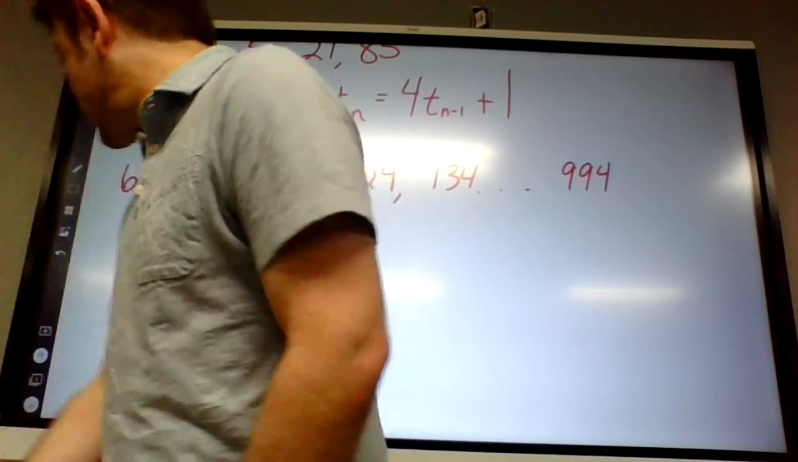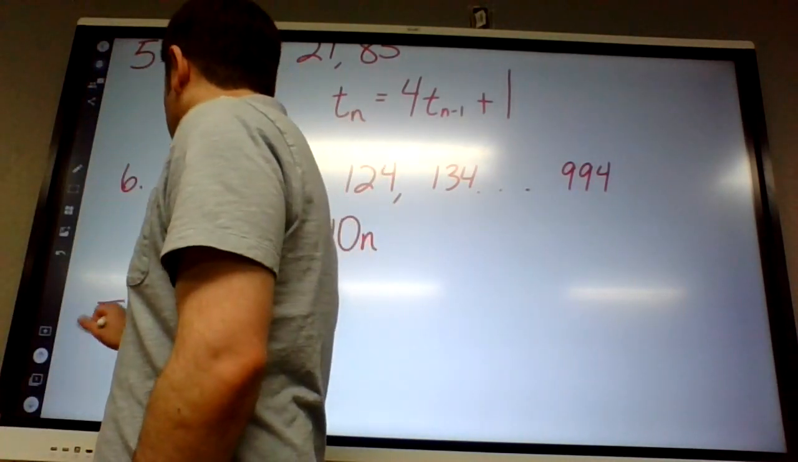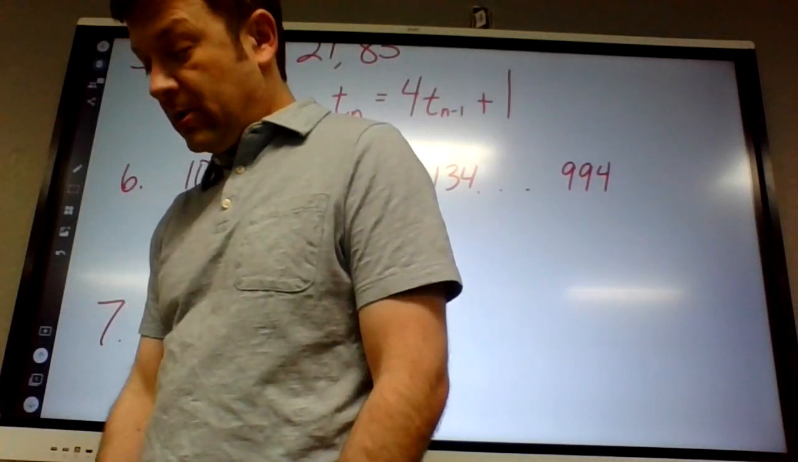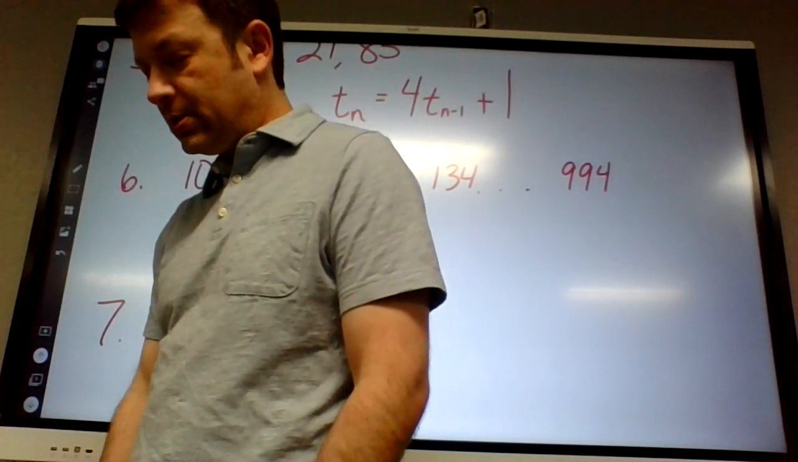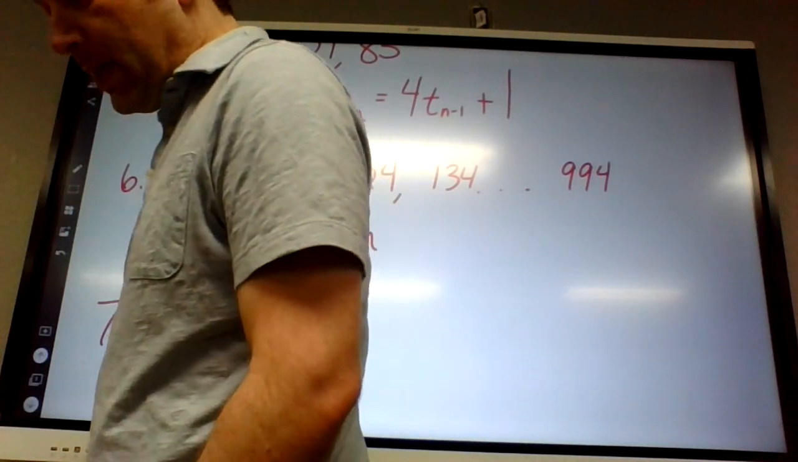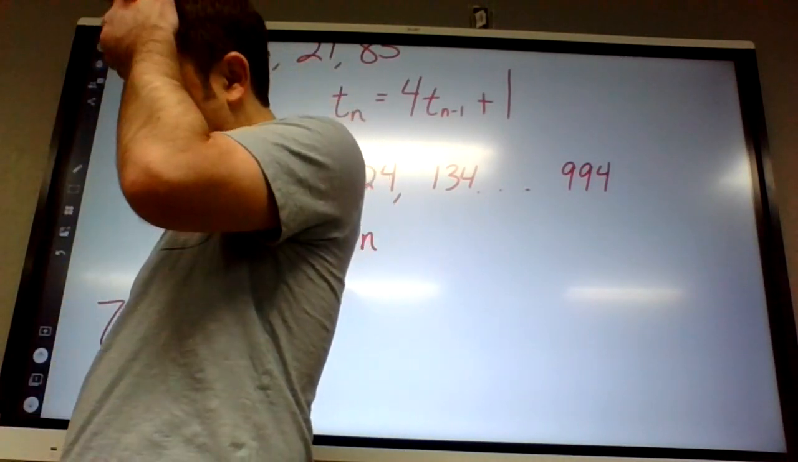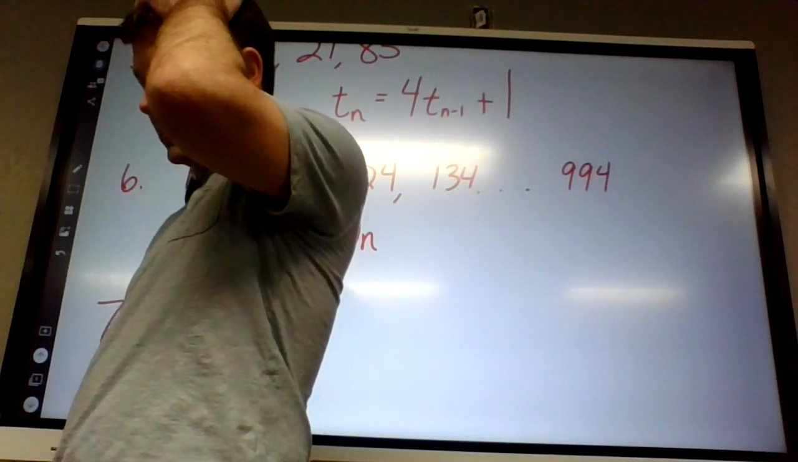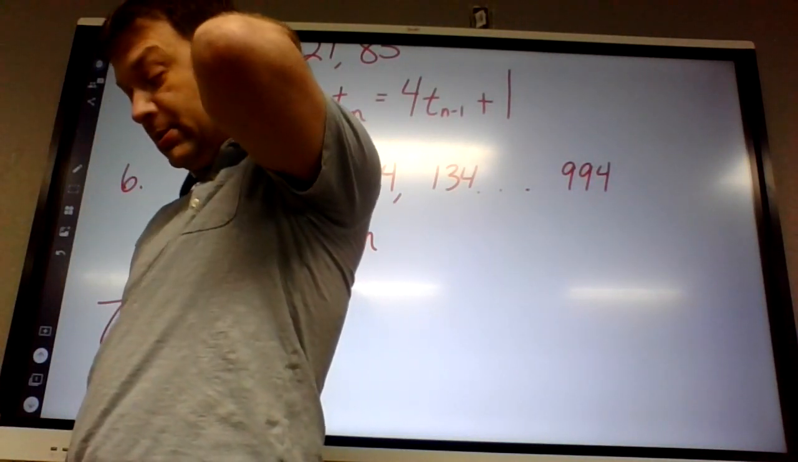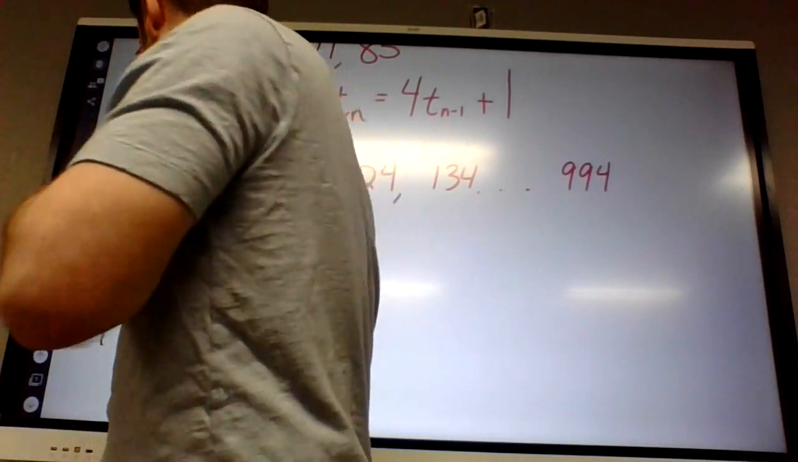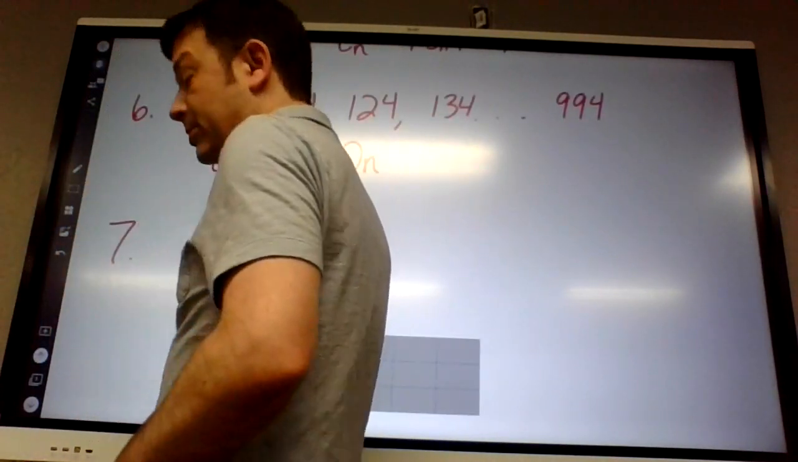Number 7, find the sum of the first 6 terms of the series. Okay, well, there was a little formula. You could do it, I mean, there's only 6 terms. We could do it without a formula, I guess. 6 is not that many. But there was a little formula we learned.